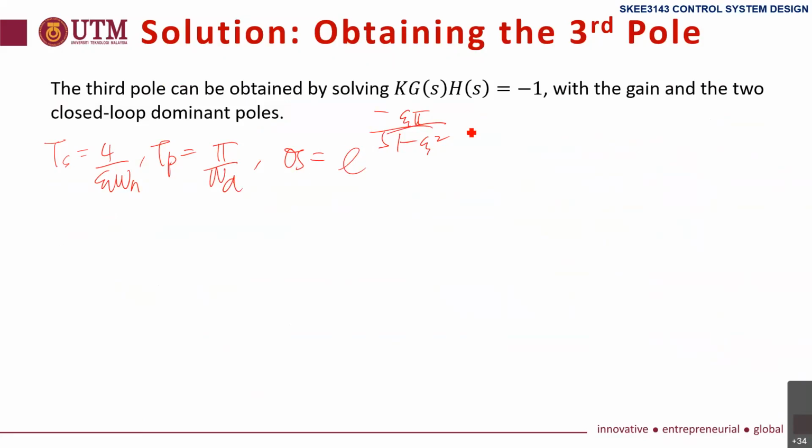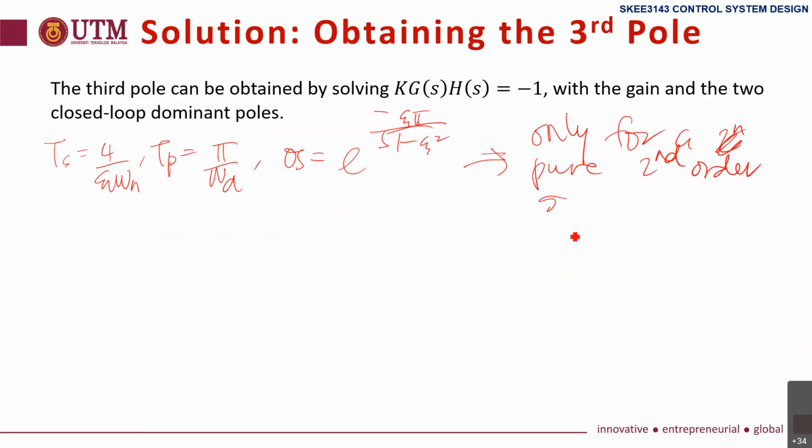We know there are many formulas to calculate transient response specification. We can calculate settling time, peak time, overshoot, rise time. But all these formulas are only for a pure second order system. The formula that we use is actually applicable only for a second order system, a pure second order system.